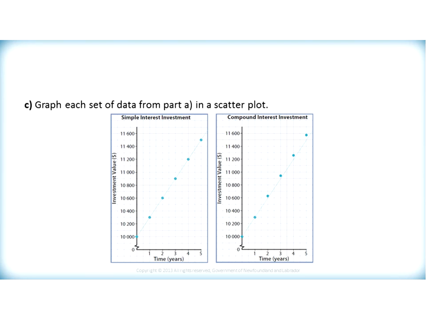We're going to graph each set of data from Part A in a scatter plot. I have borrowed the pictures from the book because it better illustrates it than what Excel could. When we see the simple interest investment, the line of best fit actually goes right through every single data point. Whereas you should be able to notice here that with the compound interest investment, each data point seems to be getting a little bit further away from our line of best fit. It's a little bit higher every time and moving a little bit further away.